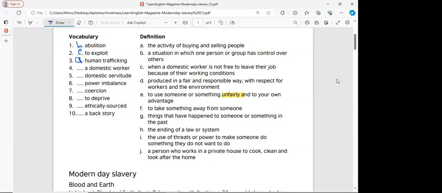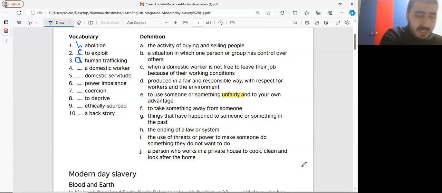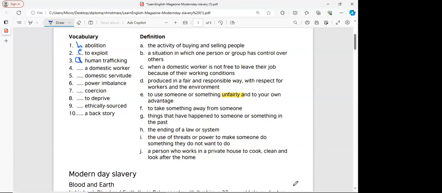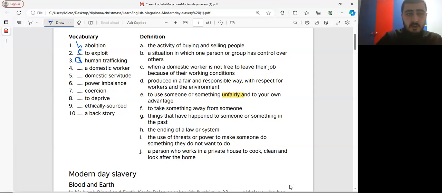I think domestic worker means something from work or so. Domestic means local, tame, or domesticated. Local, tame, domesticated. Worker means a laborer. Worker, yes. I think a person who works in a private house to cook, clean, and look after the home. J. Yes, so domestic means local or household.